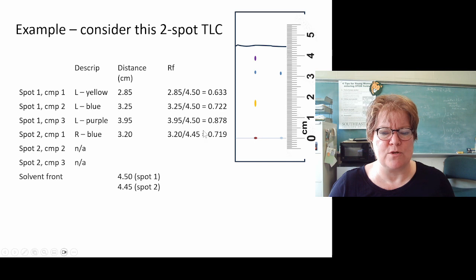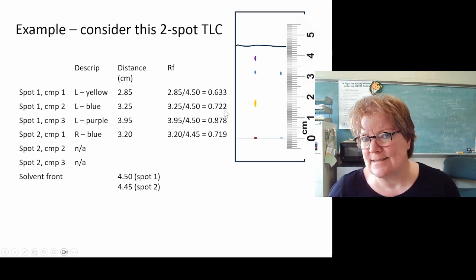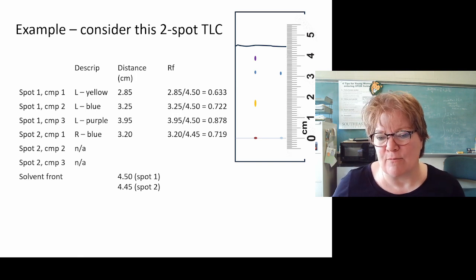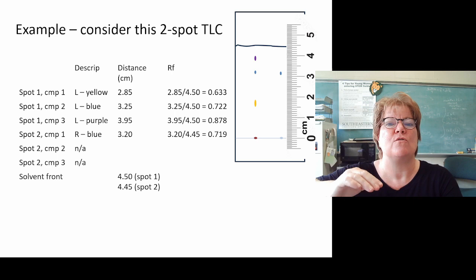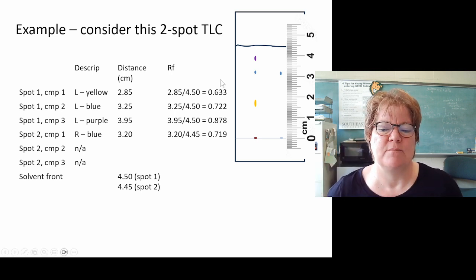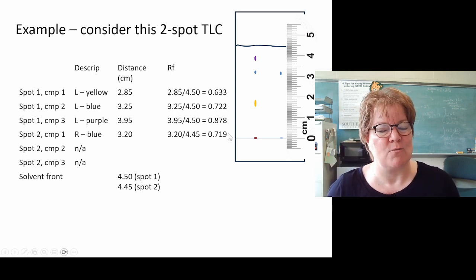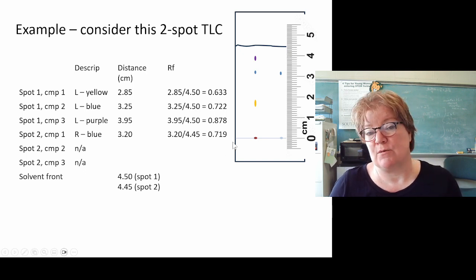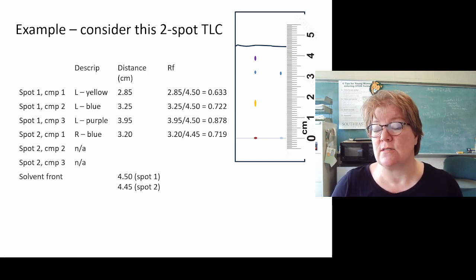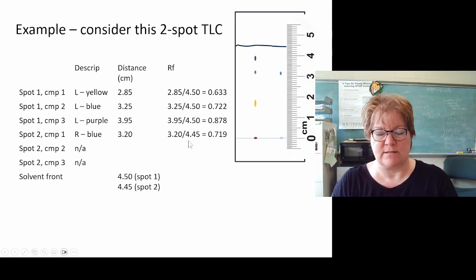Note that the blues are pretty similar. This is 0.719 and 0.722, within the level of our precision. Obviously, we went very short distances. The longer distance you go, the more precision you get. This is probably pushing it to really say we can calculate 3 sig figs. It's probably more like 2 sig figs, in which case they would both be 0.72, and they're the same. All right, so that's the TLC.